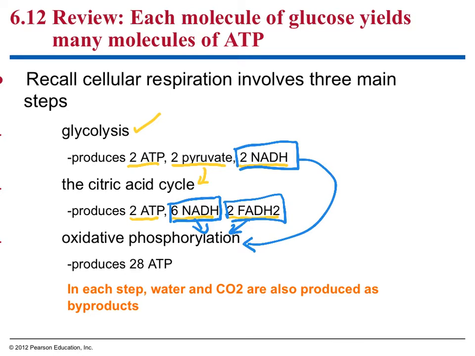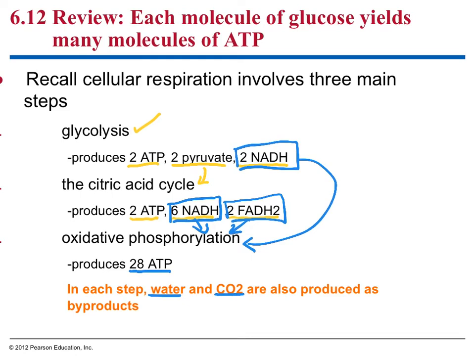And the 2 steps in oxidative phosphorylation, remember, are the electron transport chain and chemiosmosis. At the end of chemiosmosis, what we have, the products are 28 molecules of ATP, so much more ATP than is produced in glycolysis and the citric acid cycle. Remember, in each one of these steps, water and carbon dioxide are also byproducts.